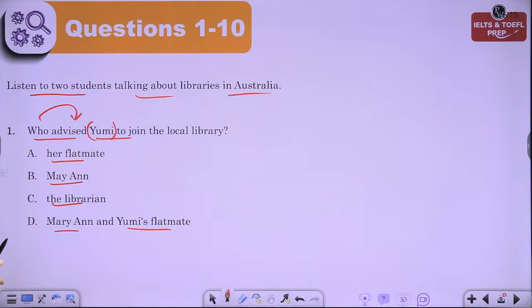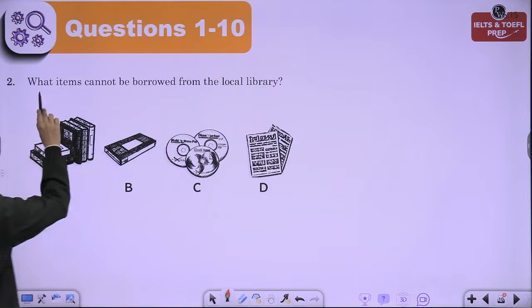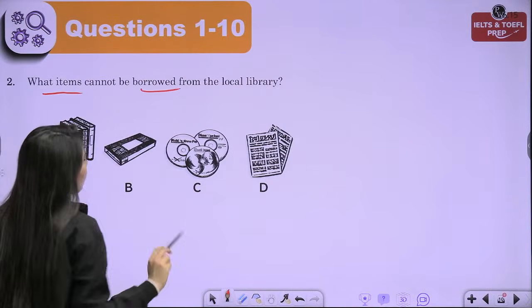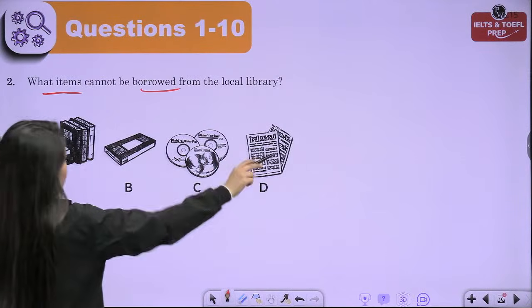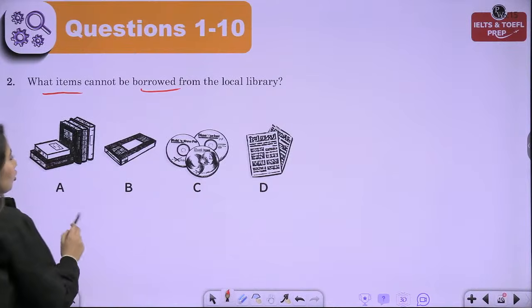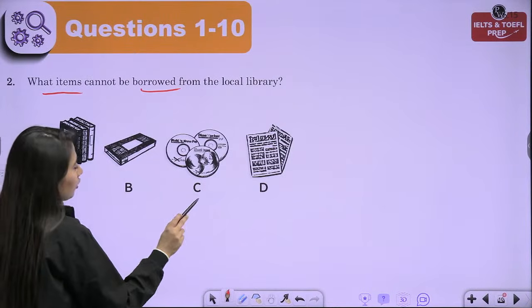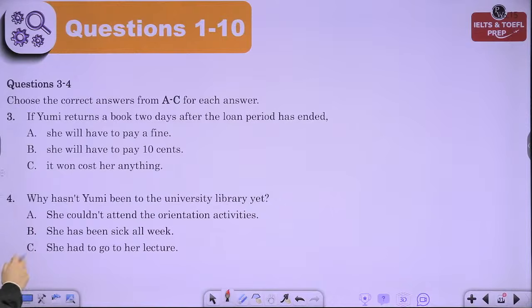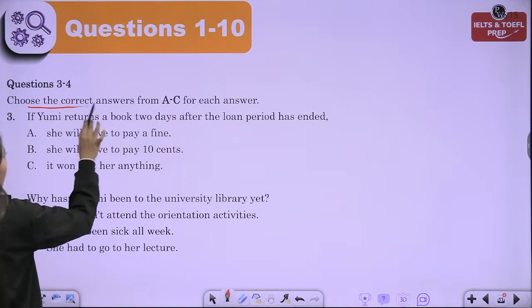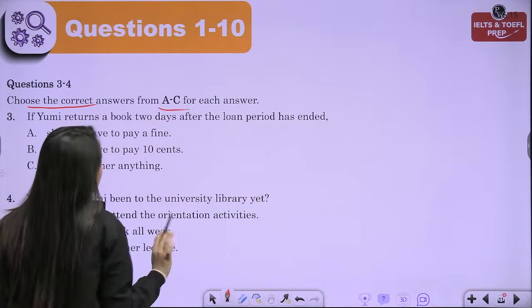Next, what items cannot be borrowed from the local library? So these are your items: some books, CDs, newspaper. After that, you have: choose the correct answer from A to C for each answer.